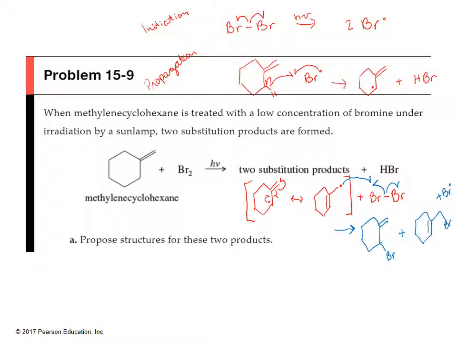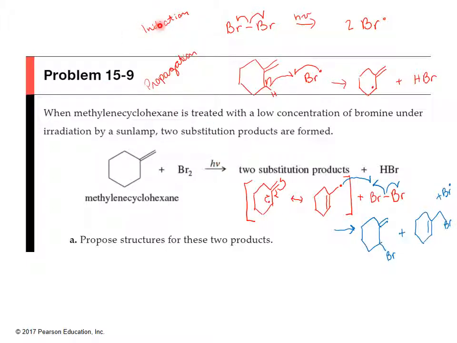Here in number 9, when methylenecyclohexane is treated with low concentrations of bromine under irradiation by a sun lamp, 2 substitution products are formed. So this is going back to a radical reaction. The sun lamp is providing the heat and the light that is needed for this initiation step.